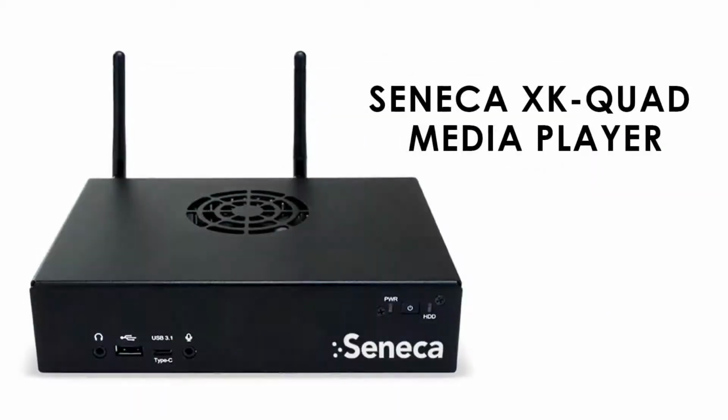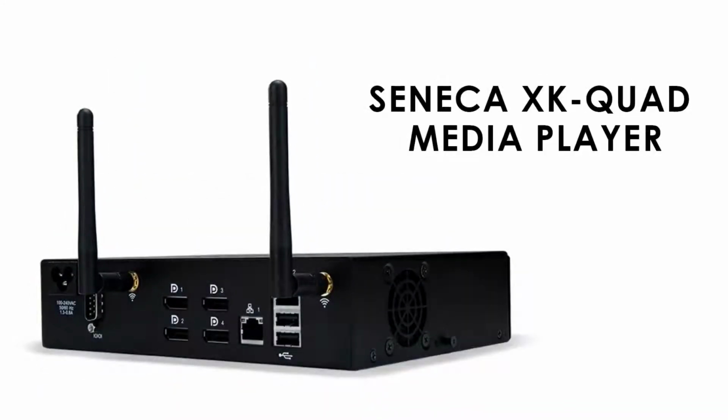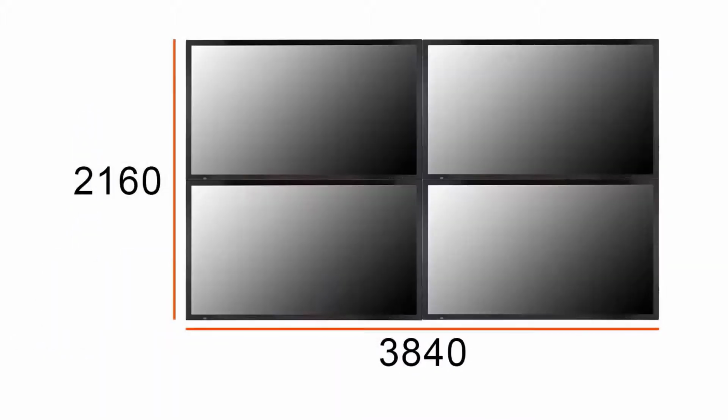We recommend the Seneca XK Quad Media Player. The player can be connected via 4 HDMI to DisplayPort cables into each screen. The Windows desktop will then allow you to extend the desktop to give you a 4K native canvas across the 2x2 array. Content can then be designed easily and natively using the EngagePHD Layout Designer.